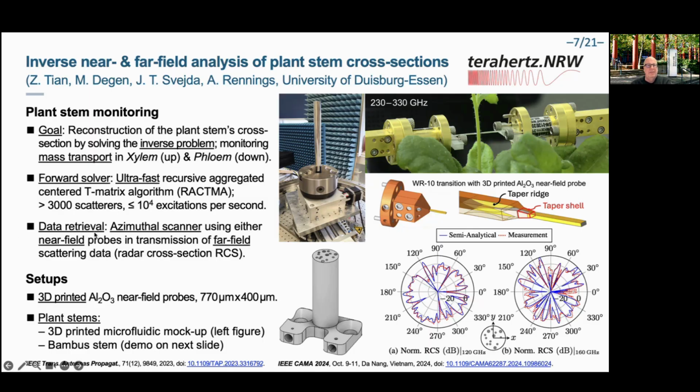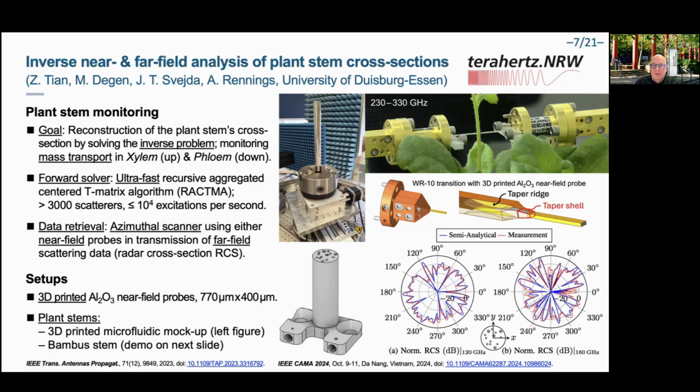So the data retrieval, as mentioned before, we use an azimuthal scanner, either for the near field probes in transmission or for the far field scattering data in order to set up radar cross sections and then to start with the reconstruction using the inverse problem. On the upper right, we see our very preliminary near field probes made of polymer, operating at 230 up to 330 gigahertz. These probes were not that successful because the polymer does not confine the terahertz field that much.